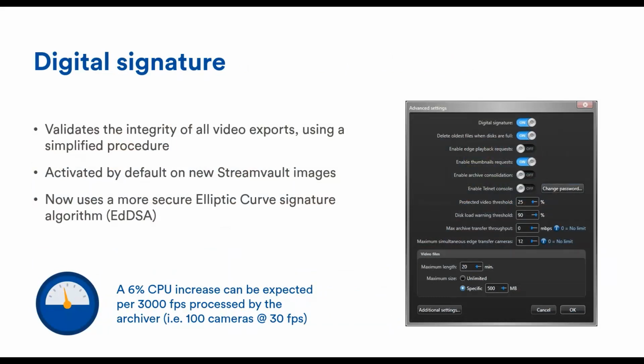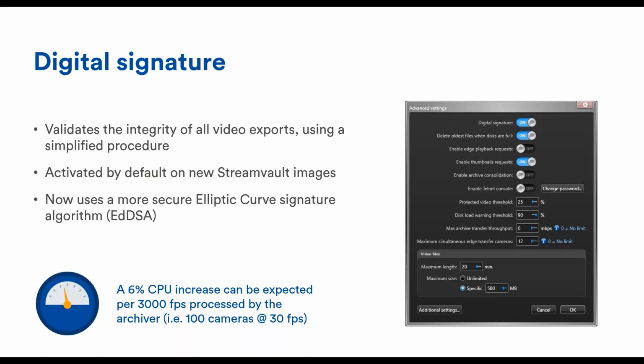Digital signature replaces the former watermarking feature. A digital signature signs your videos so that you can validate that they have not been tampered with. Whereas the previous version of this used an RSA algorithm, the new one uses an elliptic curve signature algorithm. This is not only a more secure algorithm, but it is also more efficient for the strength it provides. You can activate it on your cameras in the config tool, but it is also activated by default on all new StreamVault images. So if you are purchasing StreamVault machines, this will be activated by default and will be taken into consideration when calculating how many streams your unit will be able to handle.